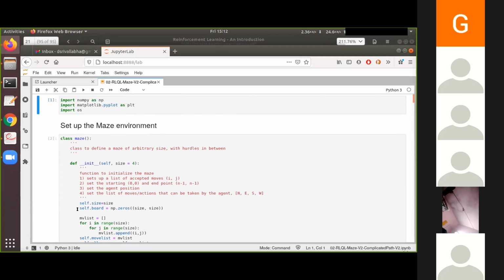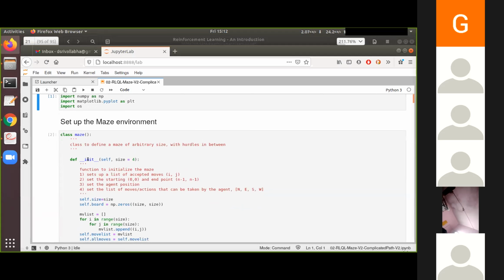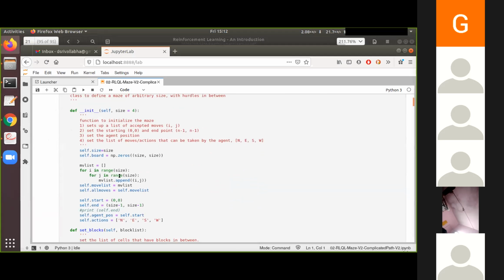In this case, I'm writing a Python class to set up the environment. The class is called Maze. So in Maze, you are initializing the maze. Maze is simply a matrix of numbers, a two-dimensional array, x, y, where x goes from 0 to 3. Default value is 4, meaning 0, 1, 2, and 0, 1, 2. Size is 4. Then we are setting up the maze. Then the starting point is set to 0, 0. Ending point is set to 3, 3.